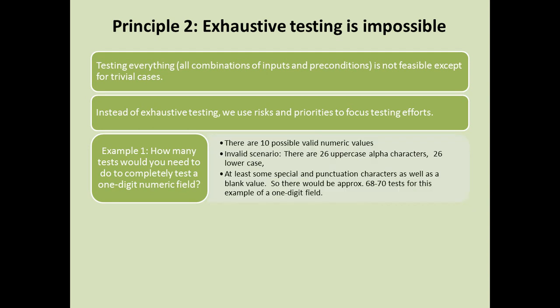So valid values: 10 numbers. Then invalid scenarios could be 26 lowercase characters, 26 uppercase characters, and then some of the special characters and punctuation, and blank value. So if you sum these up, it comes to somewhere around 68 to 70 tests for this example, just one digit on a text field on a web page. If you are going for exhaustive testing, you'll be having 68 to 70 tests to do.